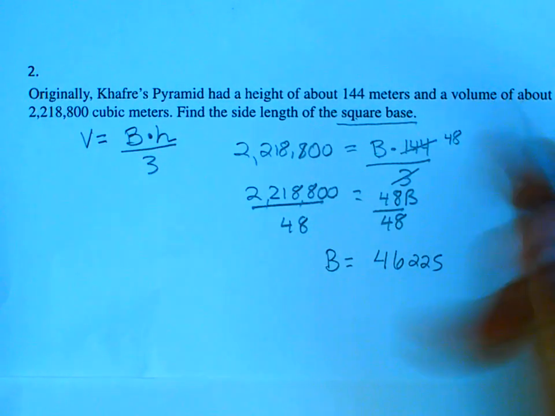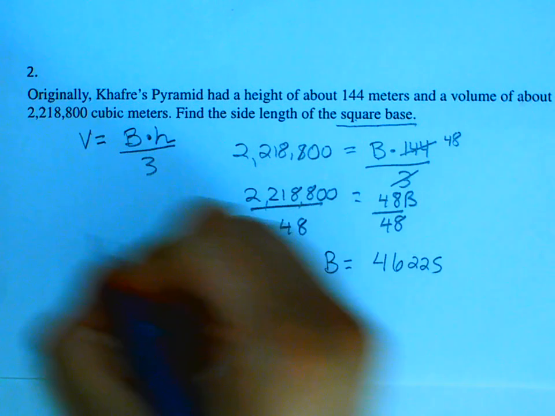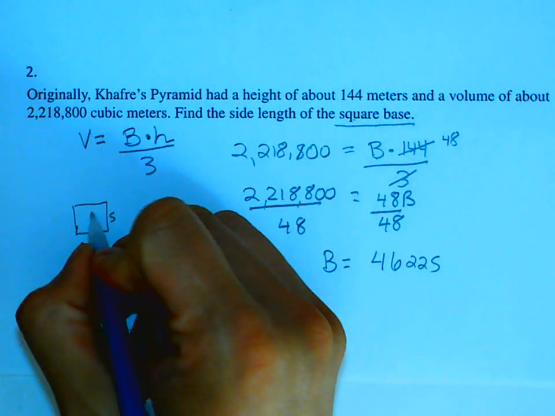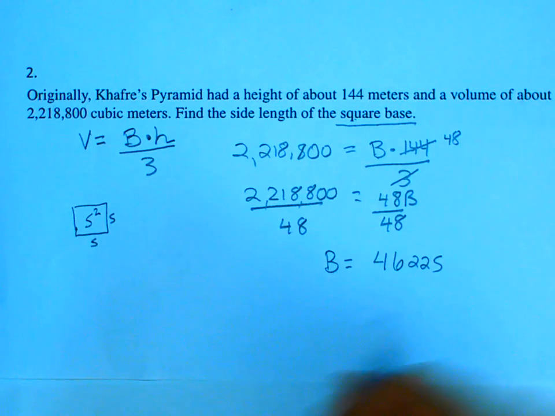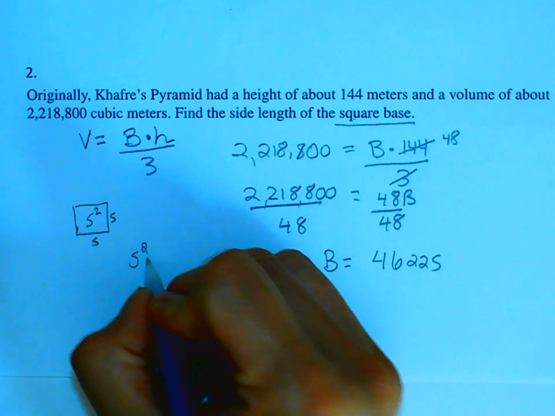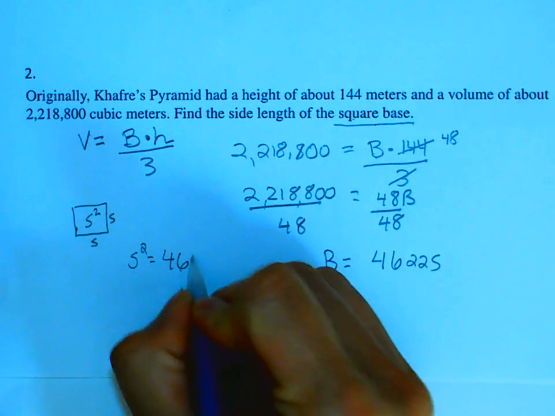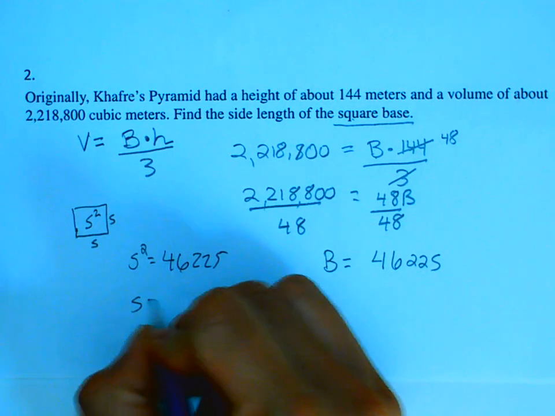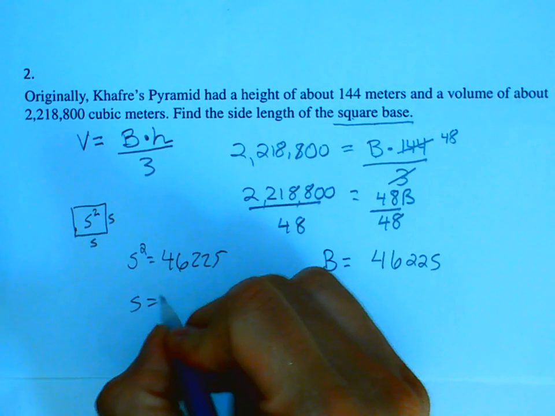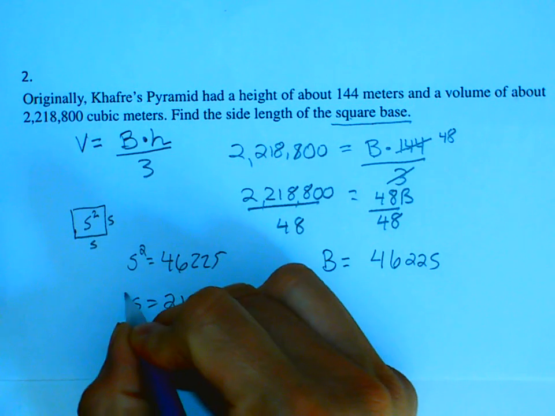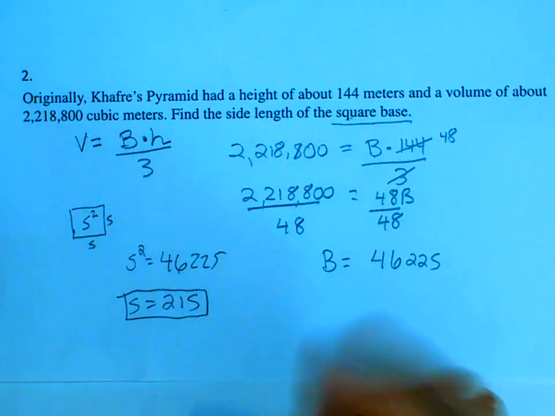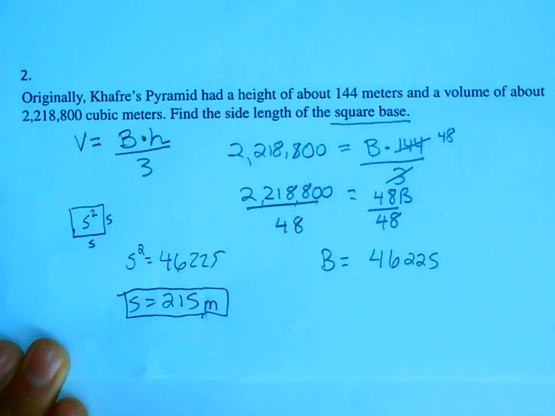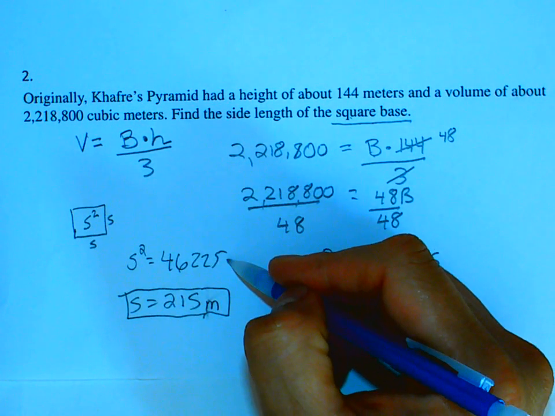So the area of the base is going to be 46,225. Now they tell me that this is a square base, which means that in a square, the side lengths are the same. So the area is side length squared. So what I need to figure out is what that side length is. The easiest way to do that is by simply taking the square root of that value, and I get 215. So the side length is 215, and I should add my units, meters. How do I get this number? Take the square root of that and get 215.